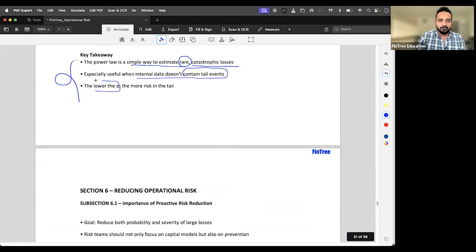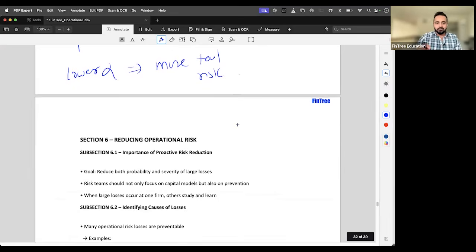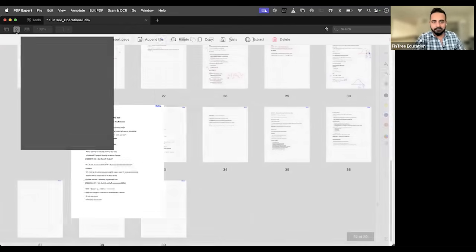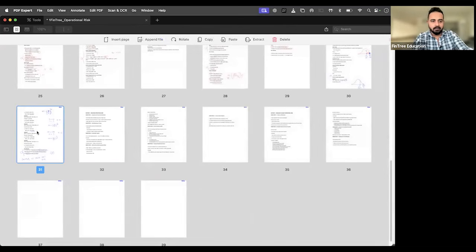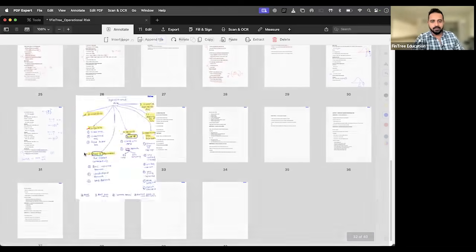Lower the alpha, higher the tail risk, because remember your exponent is 1 by alpha. So lower the alpha, higher the exponent, higher will be the risk. So this is important again for a theory question. Lower alpha will result in more tail risk or higher tail risk. And that concludes section number 5 for us. I told you earlier, fairly large section, but we're done with it.